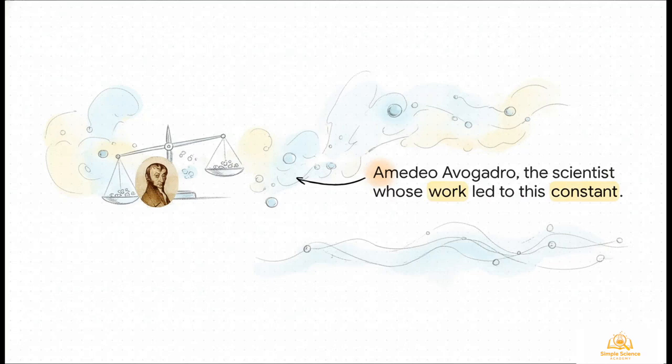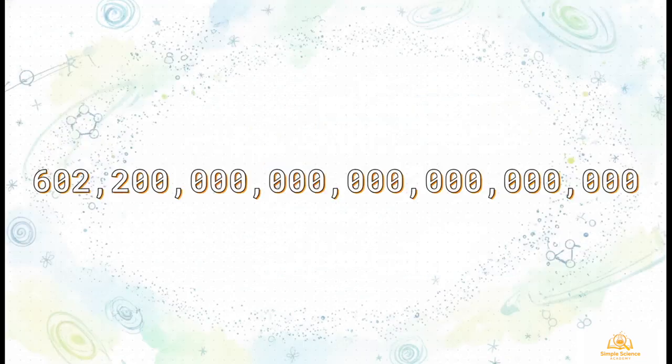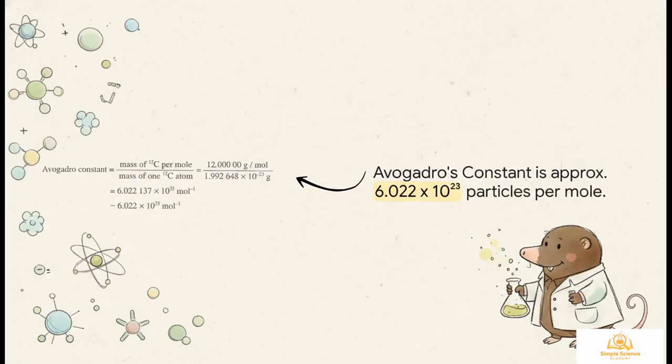And we have to give a shout out to the guy whose work made this all possible, the Italian scientist Amedeo Avogadro. Now, he didn't figure out the number himself, but his work laid all the essential groundwork, so the number is named in his honor. So what does this number actually look like? Brace yourself, it's that. That is a ridiculously, mind-bogglingly huge number. But it has to be, right? Because we're counting things that are unimaginably small. Just look at all those zeros. Yeah, nobody's got time to write all the zeros out.